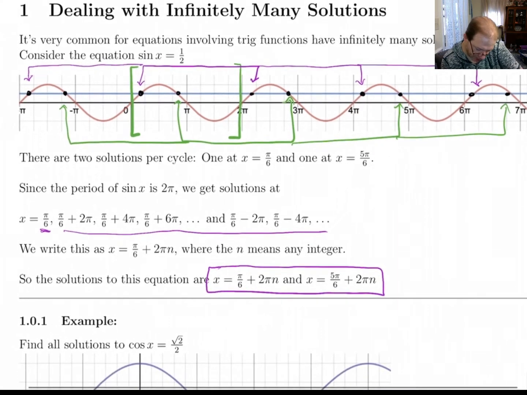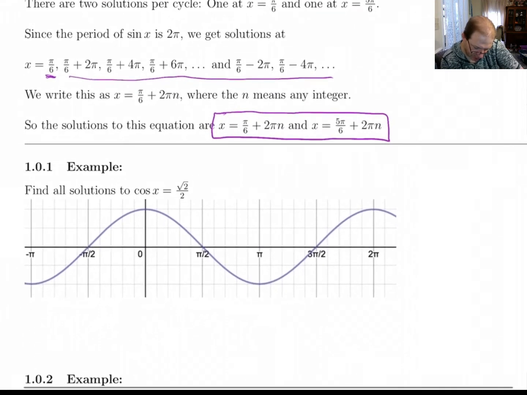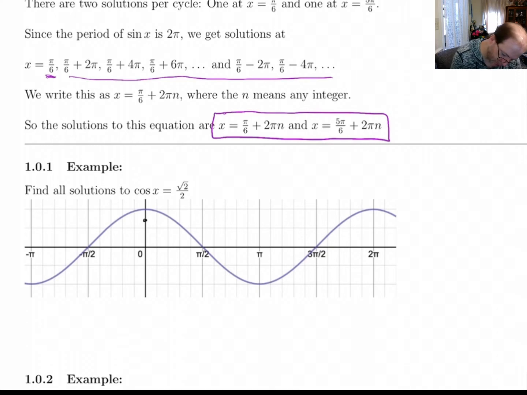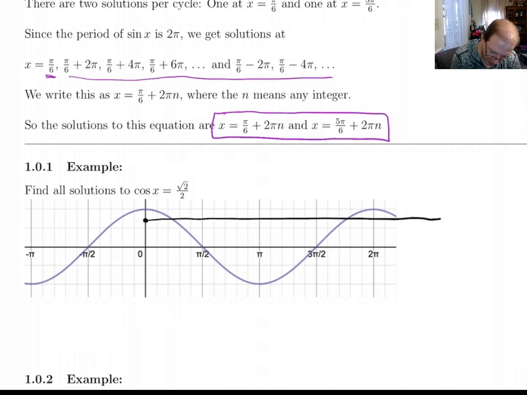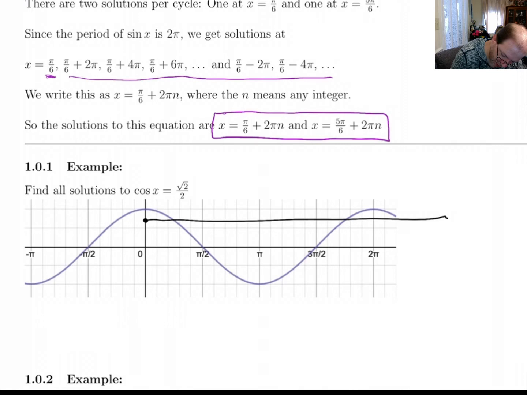All right, let's do another example. Find all the solutions of cosine x equals root 2 over 2. Now, I want to do this on the graph, and I want to do it in a more normal way. But let me see if I can draw this line correctly. It's not wanting to snap to a straight line. I must have changed some settings.